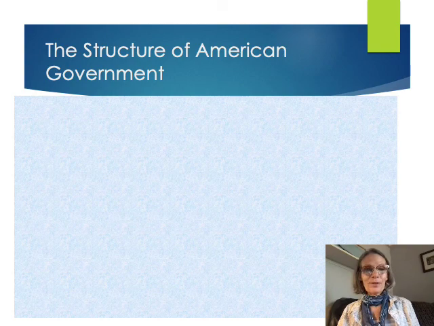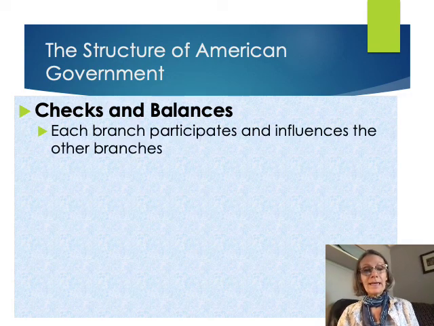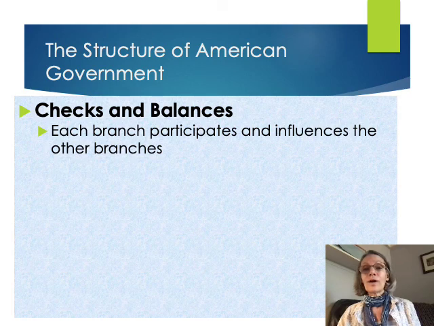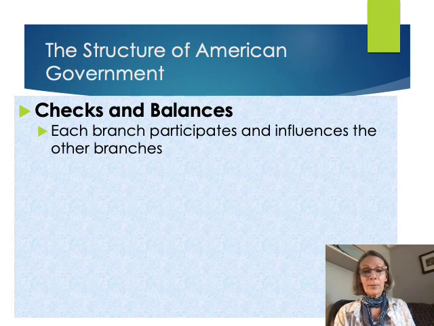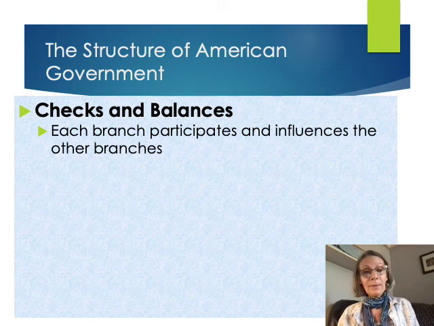Another mechanism that was put in place to make sure that power wasn't abused is what is known as checks and balances. What checks and balances are is that each branch participates in and influences the other branches of government. In other words, no one branch can really do its job without the influence, oversight, cooperation, and participation of another branch. We're learning about checks and balances and separation of powers because both of these are really important to understand the public policy making process.